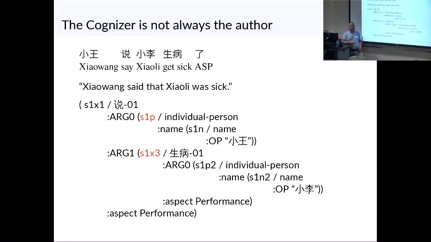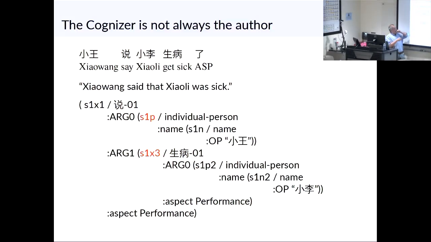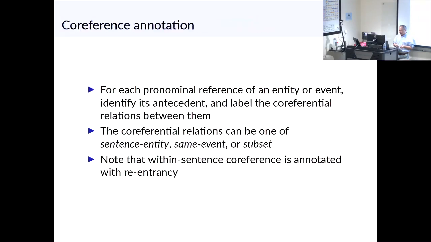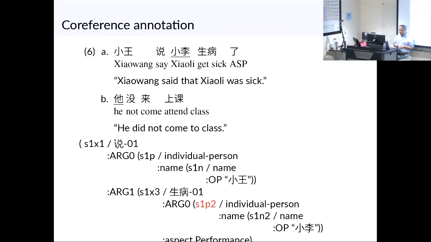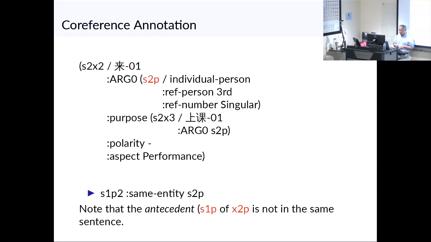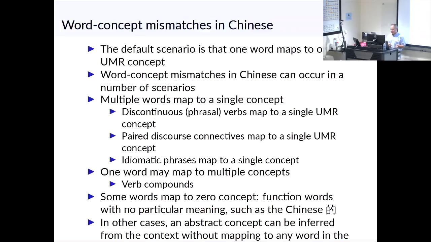So let's say you have something like "this person says this person gets sick." Your information about getting sick is from this person, not from the author. So that's essentially the main thing about the modal dependency. But this point is not any different from English. All right, let me skip something so that I can get to something that's a little different from English.